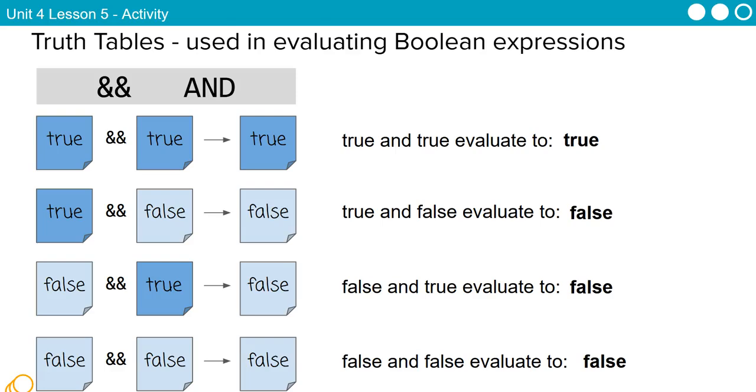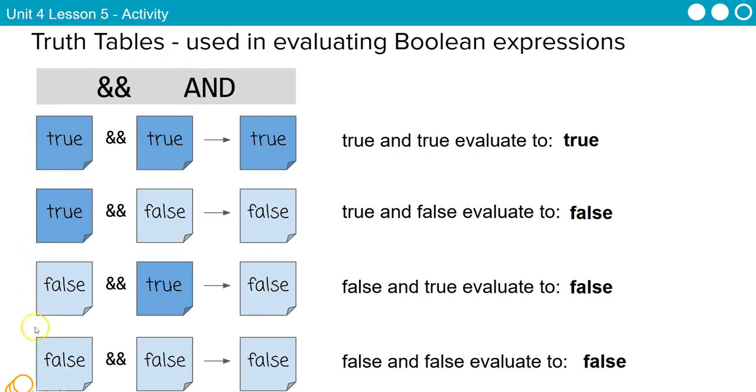So some of you probably have some experience with this just because of Minecraft, but this is how these work. All right, so we're looking at the AND truth table right now. If the left side is true and the right side is true, that expression will evaluate to true. If the left side is true and the right side is false, this entire expression evaluates to false. If the left side is false and the right side is true, the entire expression evaluates to false. And if the left side is false and the right side is false, this entire expression evaluates to false.